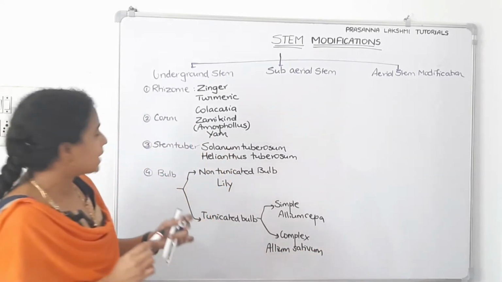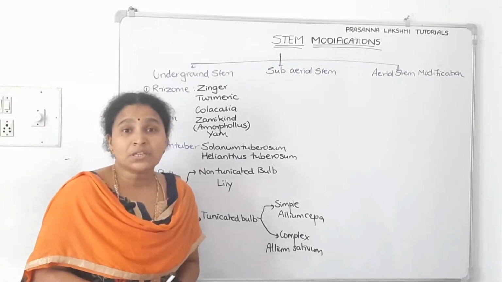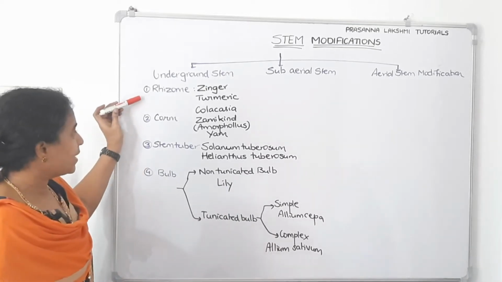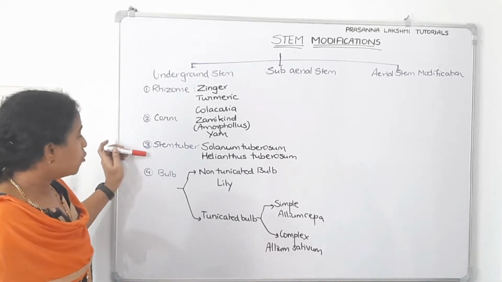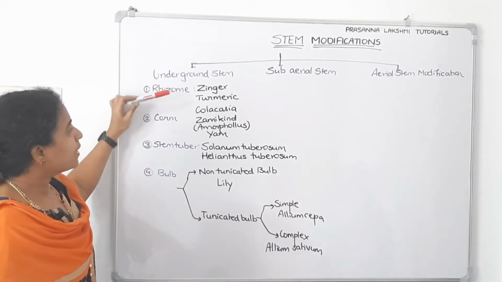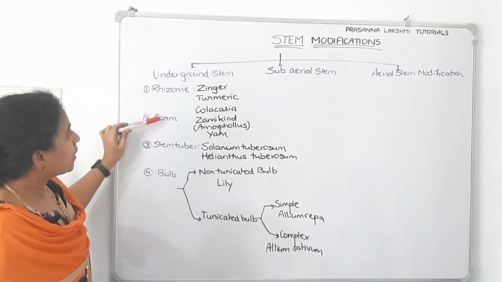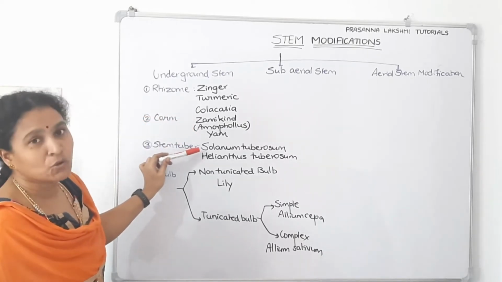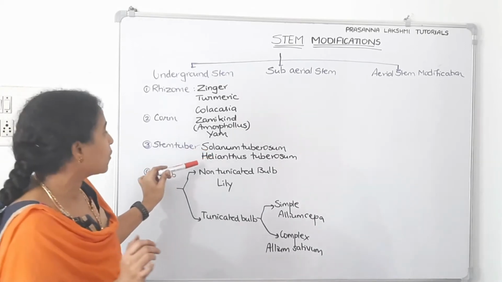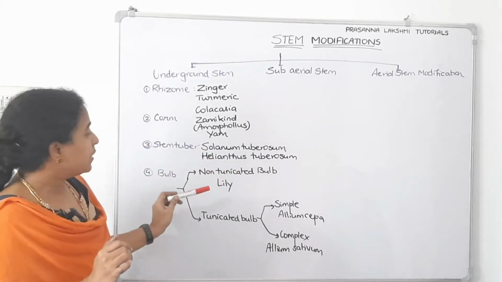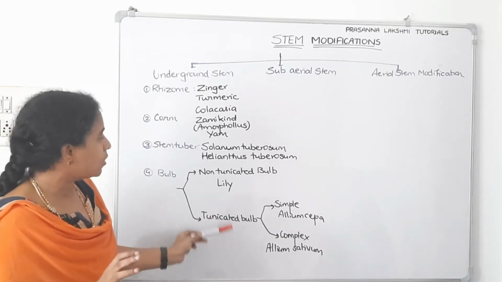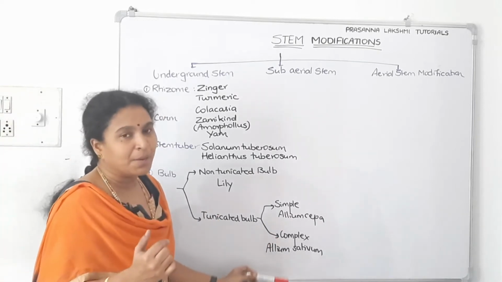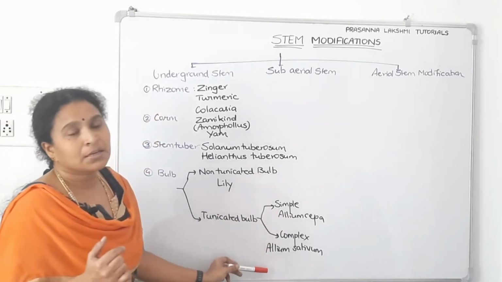So children, all these are underground stem modifications. Underground stem modifications are of 4 types. What are the 4 types? One is rhizome, second one is corm, third one is stem tuber, fourth one is bulb. Examples for rhizome are ginger and turmeric. Examples for corm are colocasia, Zamicant, which is called Amorphophilus, and yam. Examples for stem tuber are potato, Solanum tuberosum, and one more tuber, which is called Helianthus tuberosum. Bulb, whether it is covered or non-covered. Covered is tunicated, non-covered is non-tunicated. Non-tunicated example, lily. Tunicated: one bulb, many bulbs. One bulb, onion; many bulbs, garlic is an example.